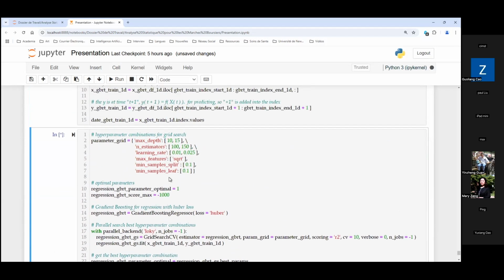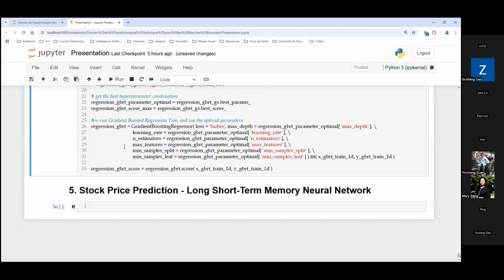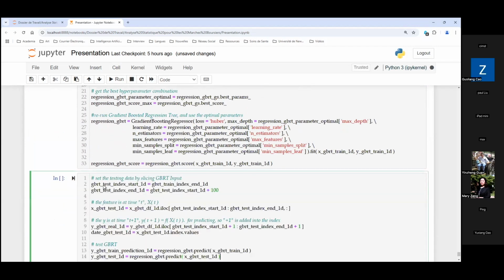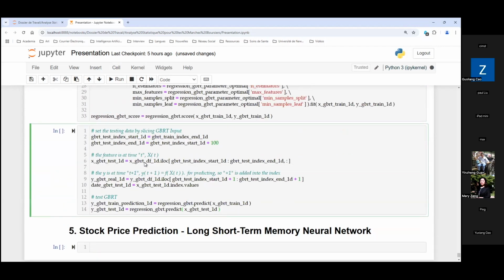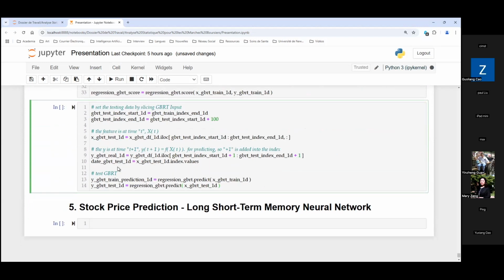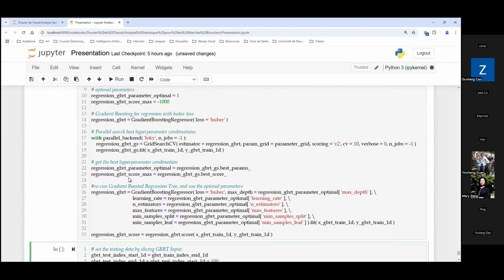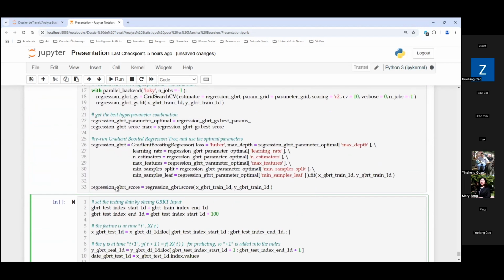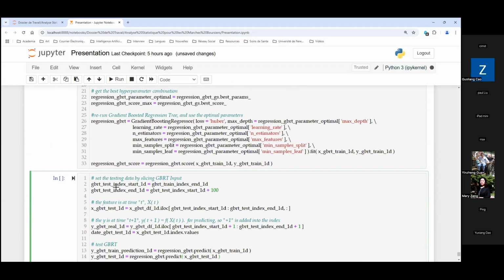Let's wait a little bit. It is running, so we can keep going. After running, you want to test. So you get the test data from the data frame, and then you use the trained regression tree to test on the testing sample. Then you plot and see the results.